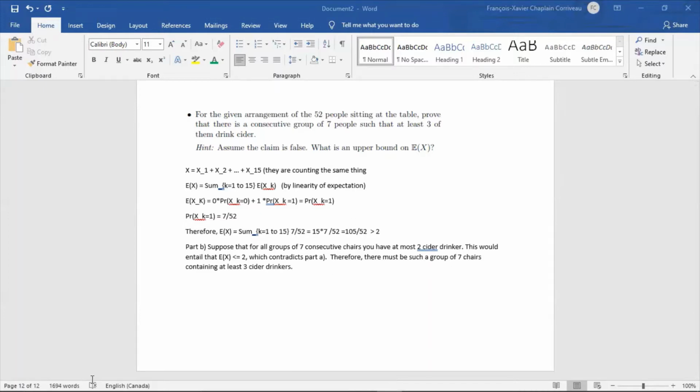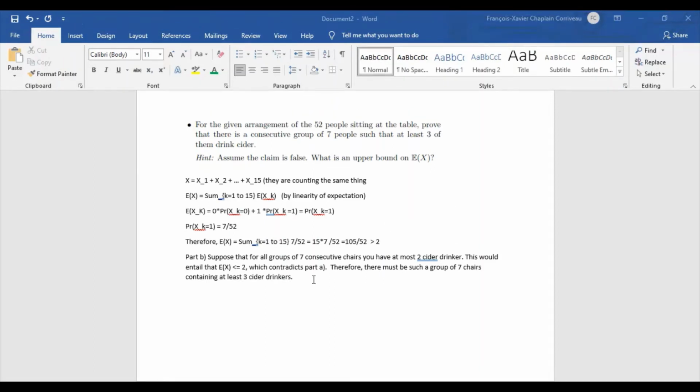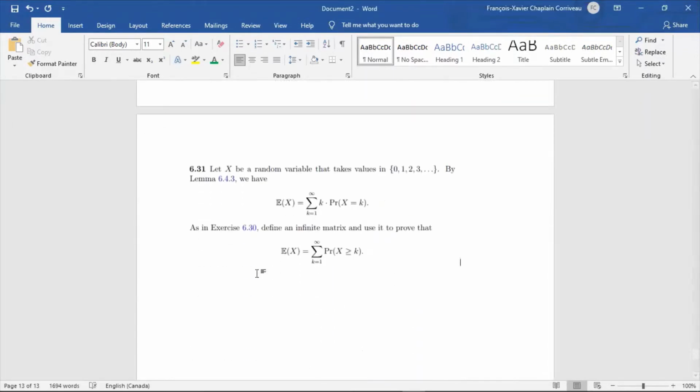Okay, I need to take this and copy this. The annoying thing is they say, as in exercise 6.30, define an infinite matrix and use it to prove this. Why would you do that? You don't need an infinite matrix, but we can look at it if you want.